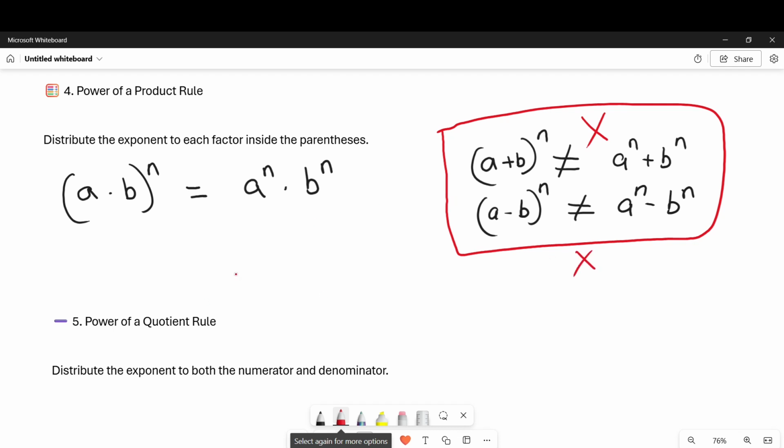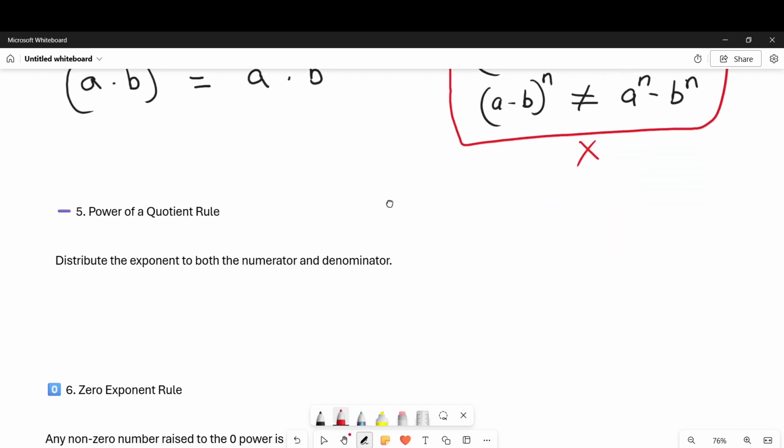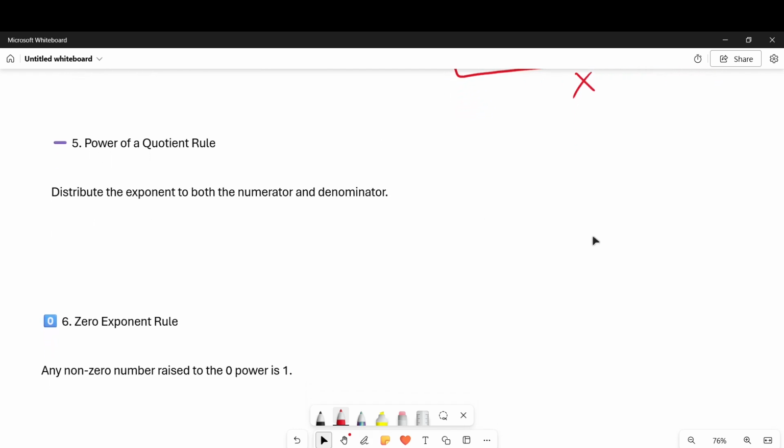Keep in mind. Now let's go for the power of a quotient rule. What we do is distribute the exponent to both the numerator and the denominator. So we write a divided by b, all to the power n. The same thing we can apply here: a to the power n divided by b to the power n.